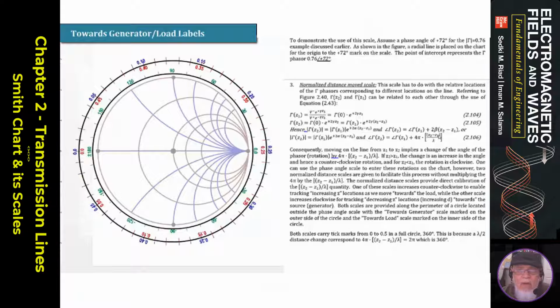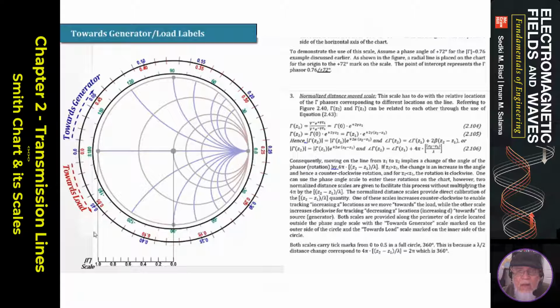It means Z2 is greater than Z1. And if Z2 is greater, that means the final location is further away from the source than Z1 was. That means I'm moving towards the load. And here we're going to be labeling both of them, towards the generator or towards the source, and towards the load. So here we go. We have a scale for motion towards the load and a scale for motion towards the generator. Use whichever one is more convenient.